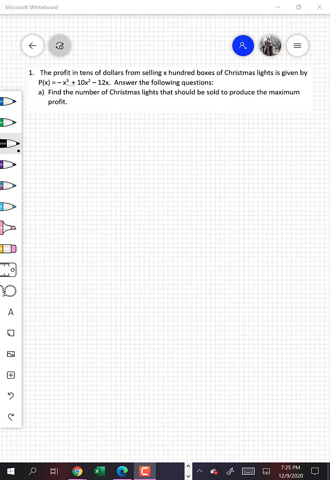The first question says, the profit in tens of dollars from selling x hundred boxes of Christmas lights is given by P(x) = -x^3 + 10x^2 - 12x. So answer the following questions. Find the number of Christmas lights that should be sold to produce the maximum profit.